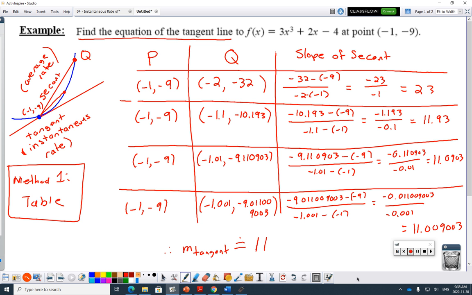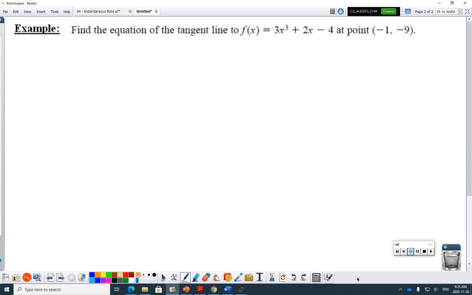Ready to move to the next page? Next page is the exact same example, except now I'm going to do it a different way. Yeah? Well, it's actually not different. I got to tell you, it's not any different. It's just shortening everything down for us. Here's how I'm going to shorten it down.